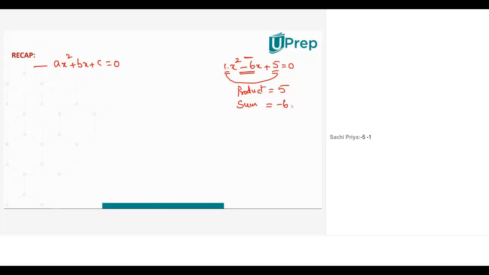Tell me two numbers whose product is 5. If I multiply them, I should get 5. If I add them, I should get minus 6. Can you tell me two such numbers? Right, Sachi says minus 5 and minus 1. So by Sachi, x square and the last term plus 5, I'll keep as it is. We'll not change them. Only the middle term minus 6x, as Sachi has suggested, we'll write as minus 1x minus 5x.